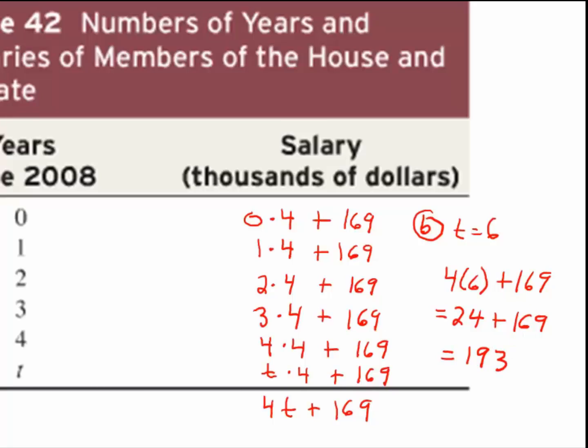So what does this mean in the terms of the problem? 6 years after 2008, which would be 2014, the salary for the members of the House and Senate would be about $193,000.